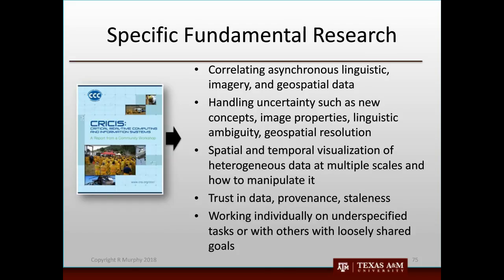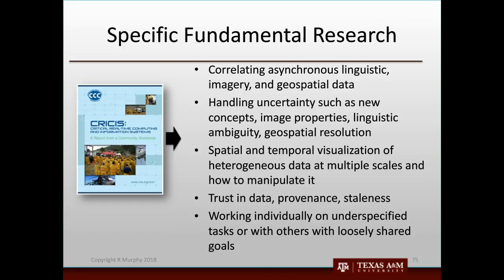And then working individually on underspecified tasks or working with others with loosely shared goals. So I'm doing stuff on things I don't know about. Now I'm having to work with other agencies, other counties, other federal, different people. Supposedly we know the roles, but we've never worked together. I have never worked with you before, and we know that's a challenge for us as people. Where can we as computer scientists help with that? And computer-supported work groups, things like that.